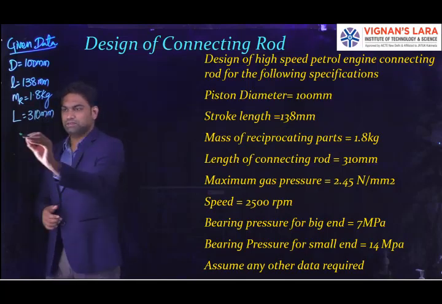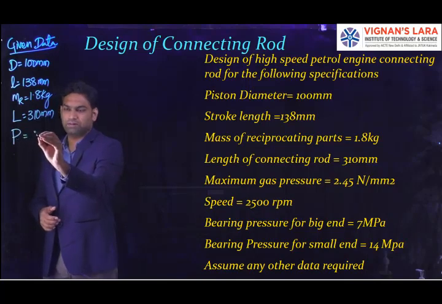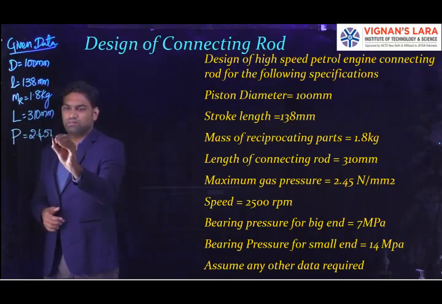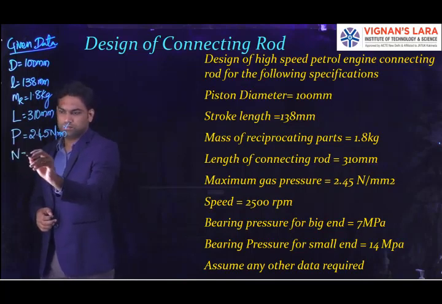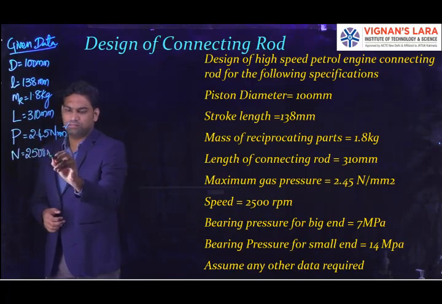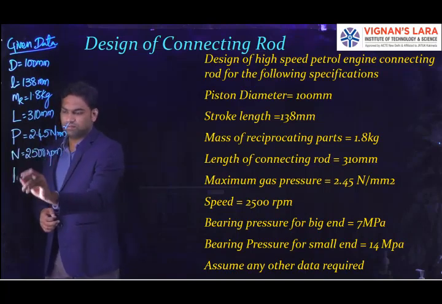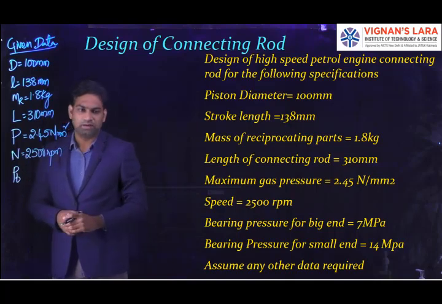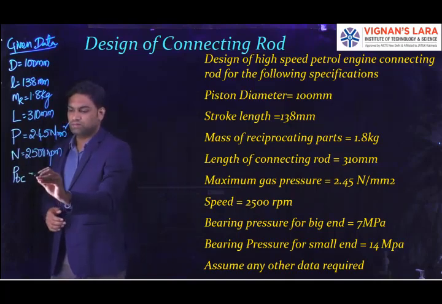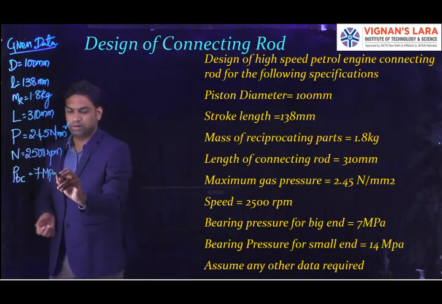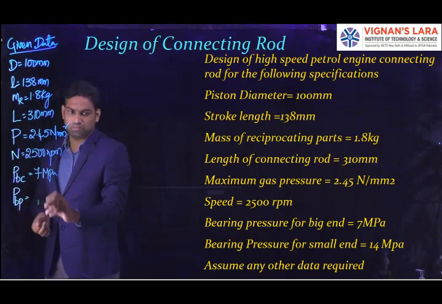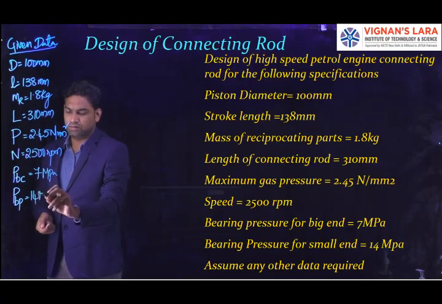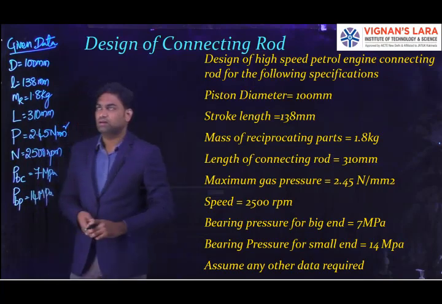And the maximum gas pressure, we denote with capital P, is 2.45 Newton per mm square. And the speed is 2500 rpm. The bearing pressure for the big end, that is the big end cap or crank pin end, we denote with PBC, is 7 megapascal, which can simply be written as Newton per mm square. And the bearing pressure at the piston pin, that is the small end, is given as 14 megapascal. So this is the data given in the problem.